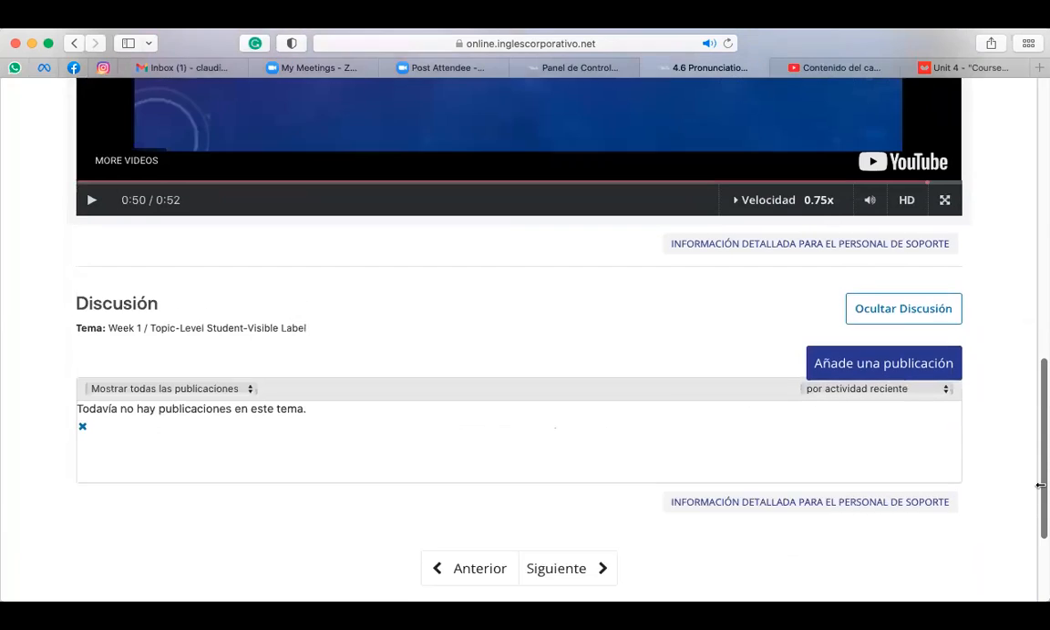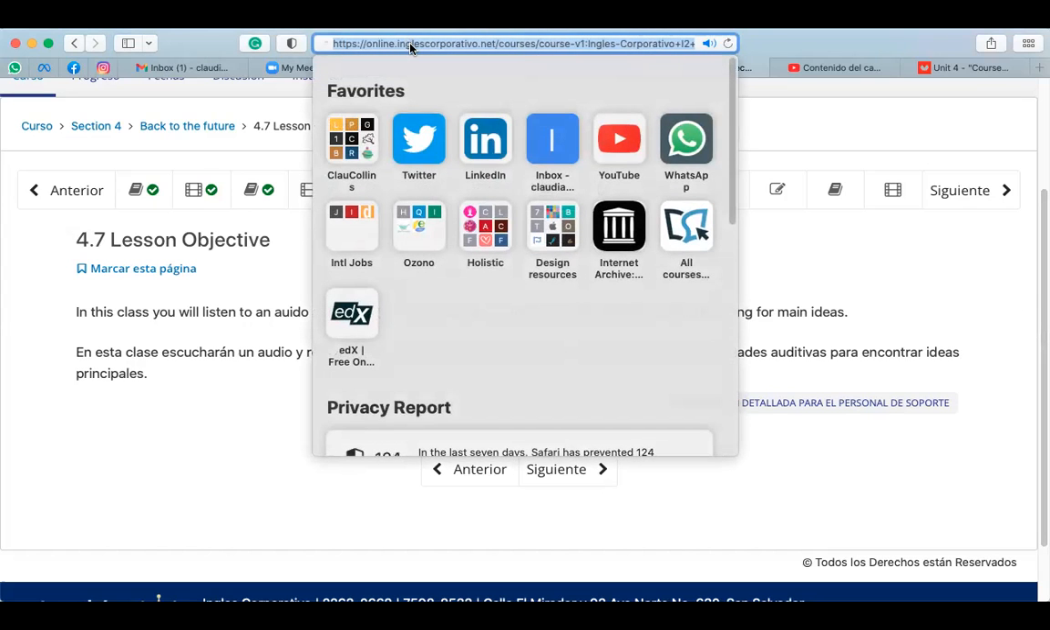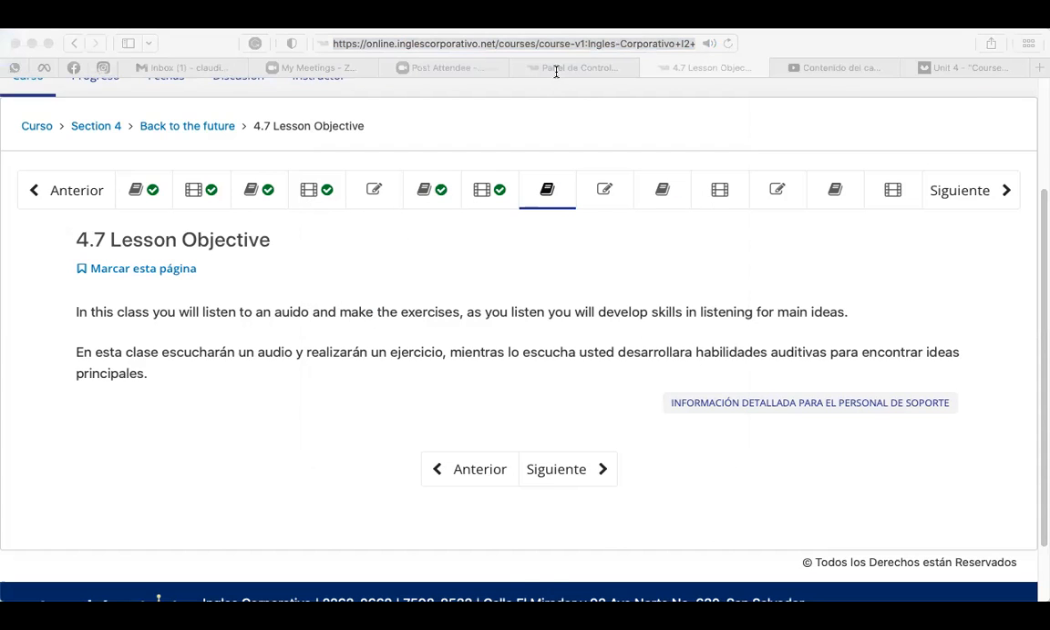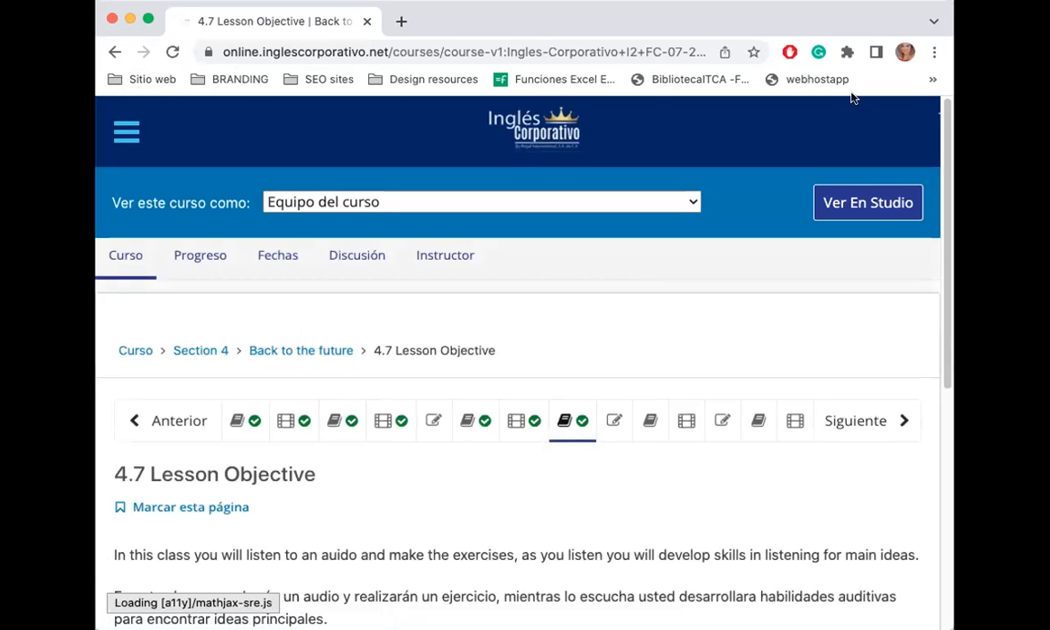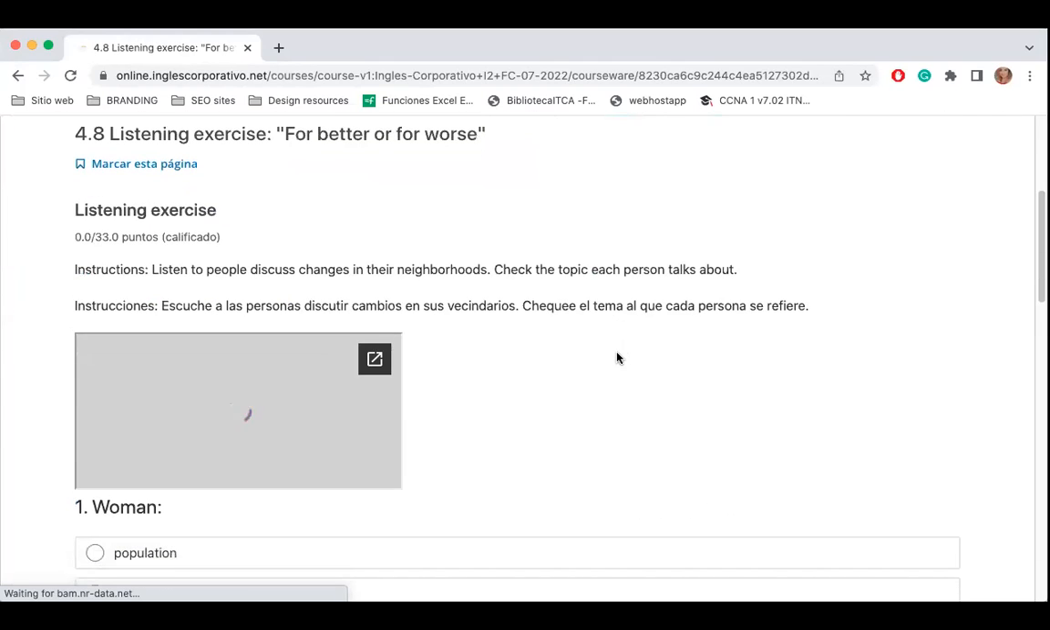Let me see. Next. Okay, 4.7. In this class, you will listen to an audio and make the exercises. As you listen, you will develop skills in listening for main ideas. En esta clase, escucharán un audio y realizarán un ejercicio. Mientras lo escucha, usted desarrollará habilidades auditivas para encontrar ideas. Vamos a cambiar de pantallita. You will listen, ¿no? Pues sí. Siguiente, listen exercise.